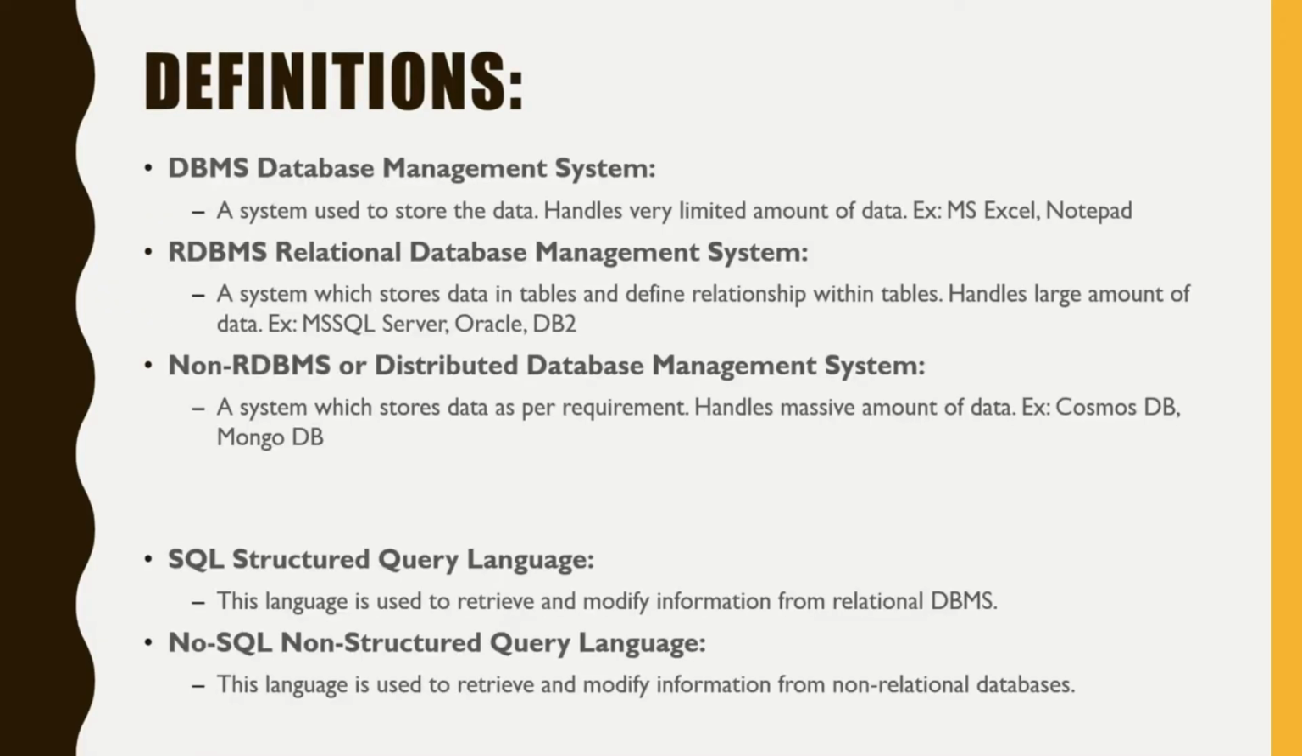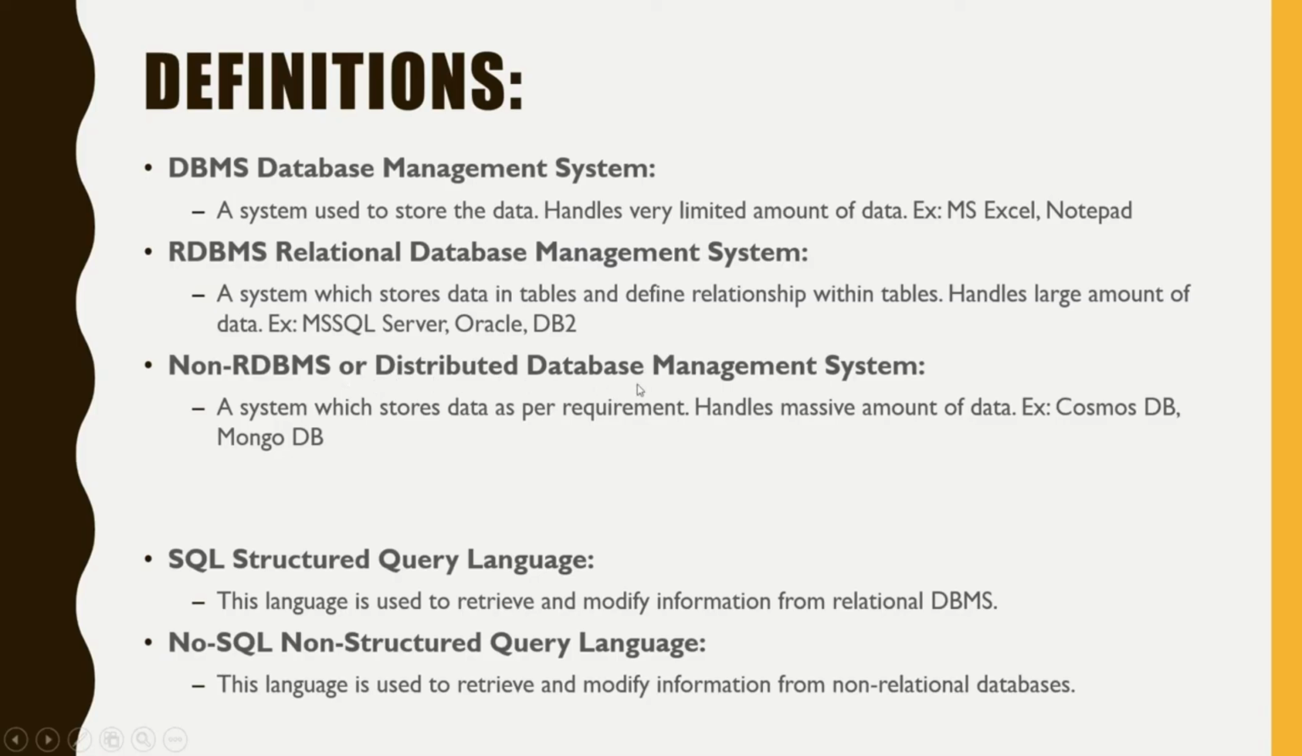Let's start with definitions of these terms. There are three types of DBMS systems available, that is database management system, relational database management systems and distributed database management system. DBMS is database management system used to store data. It can handle very limited amount of data. Microsoft Excel and Notepad are examples of DBMS system. RDBMS is relational database management system which stores data in tables and defines relationships within those tables. It can handle large amount of data. For example, MS SQL Server, Oracle and DB2.